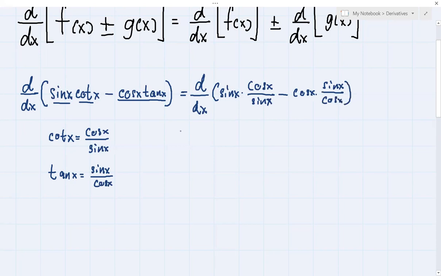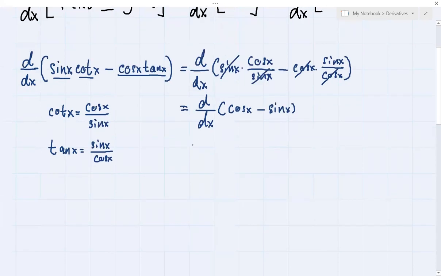So in here, I can cancel. We have sine x times cosine x all over sine x. I can cancel this one. So I will have the derivative, wait, this is no longer letter D. I will have the derivative of cosine x. Minus, same on the right, I can cancel cosine x on the side and in the denominator, I will have minus sine x. See? Now, I can differentiate them easily.